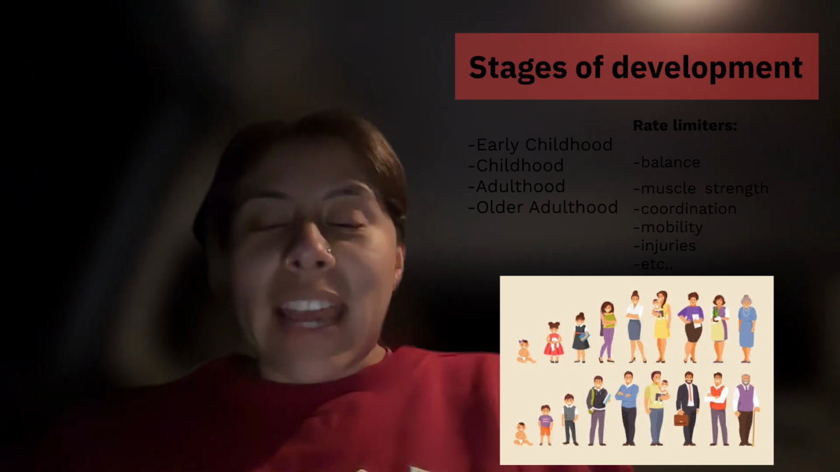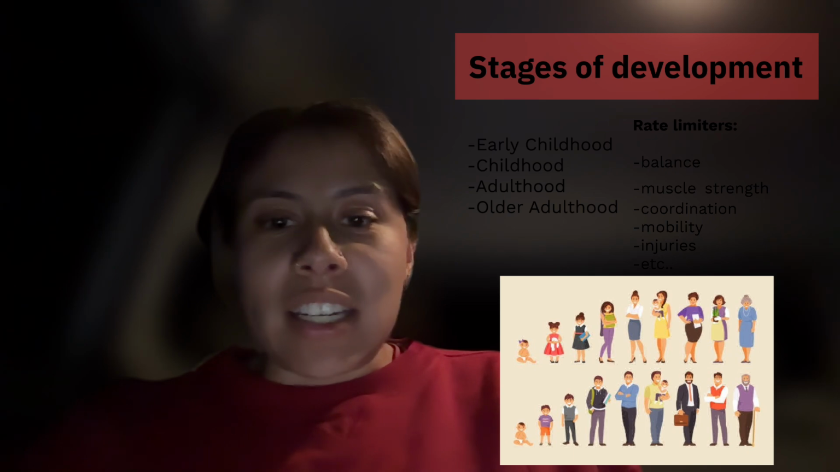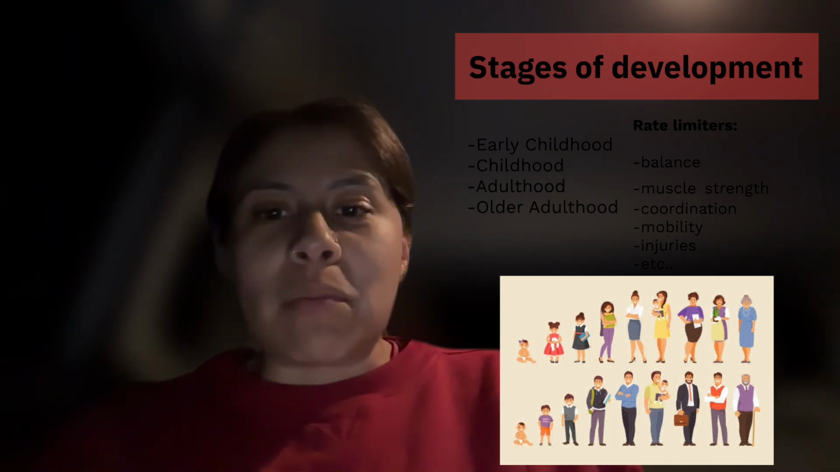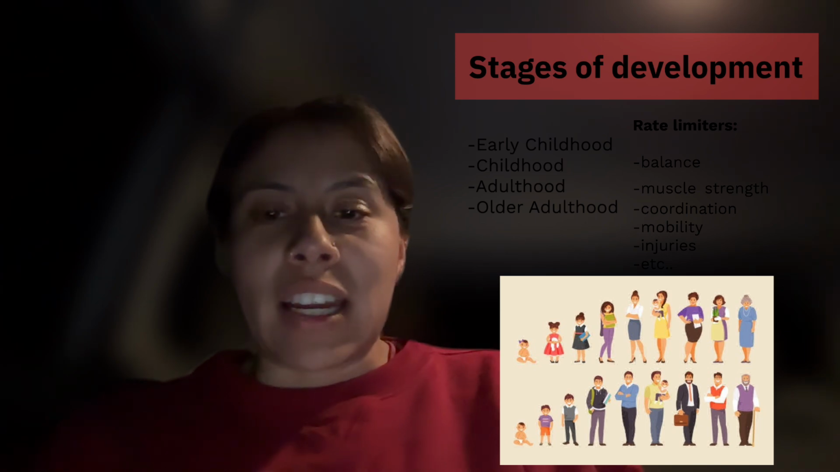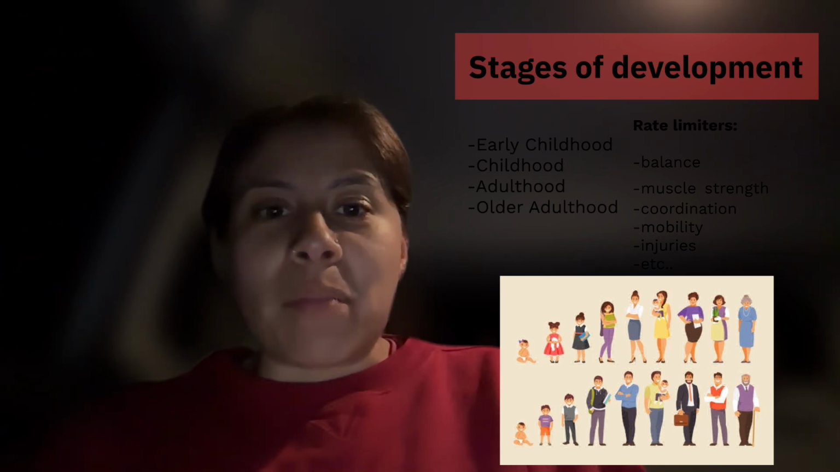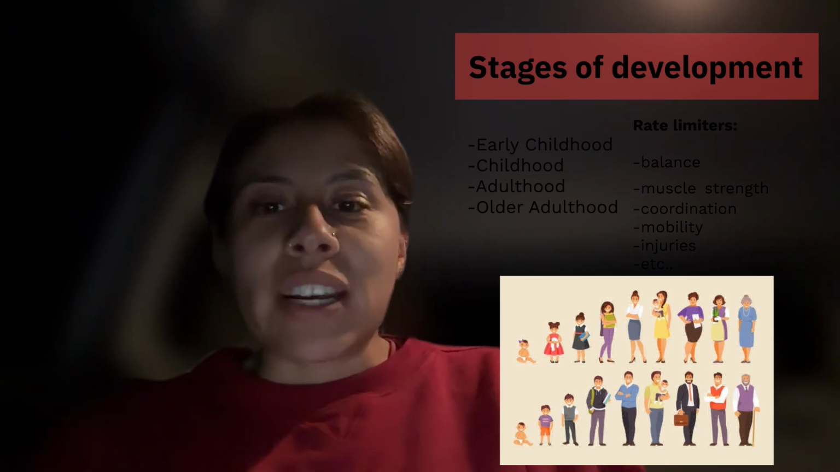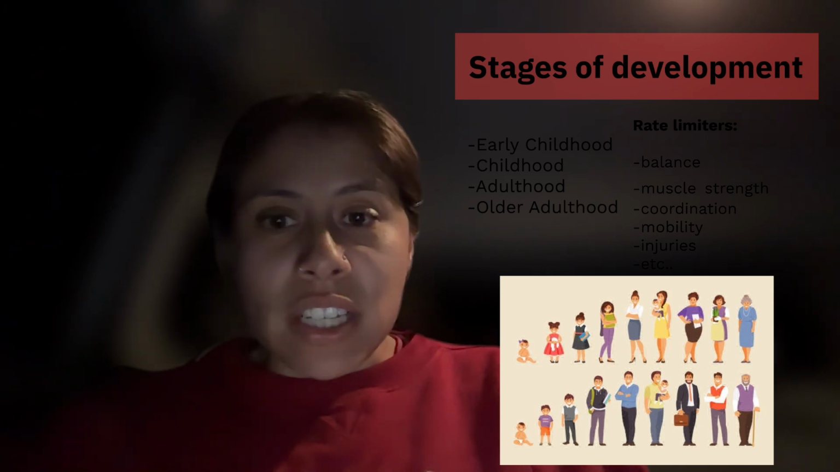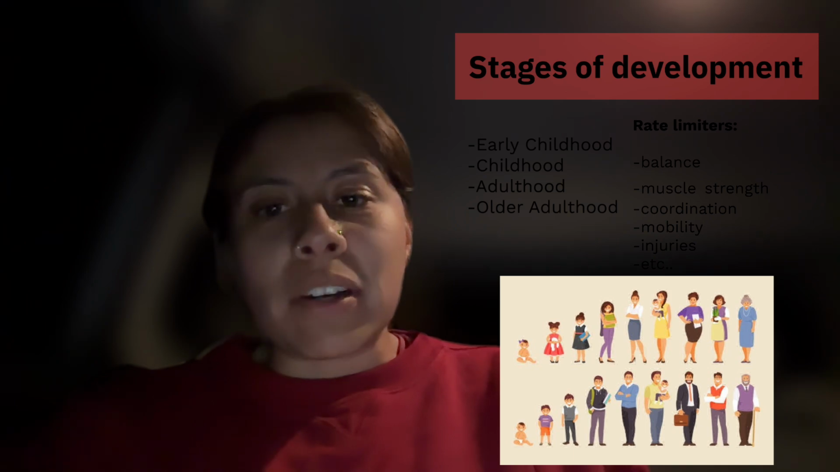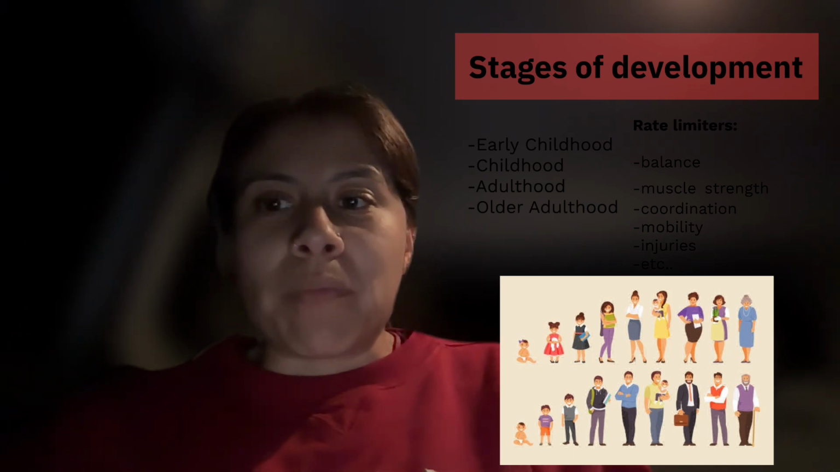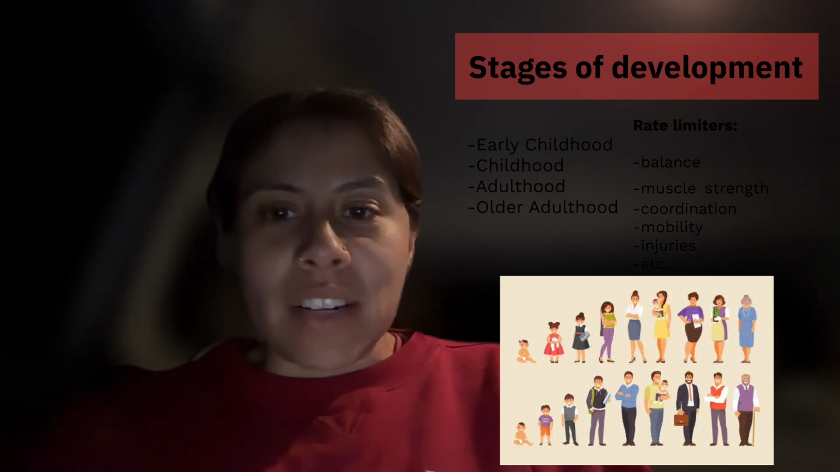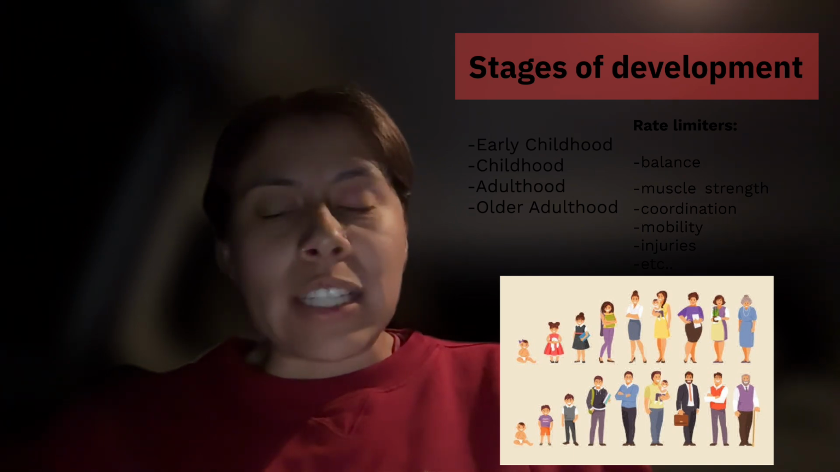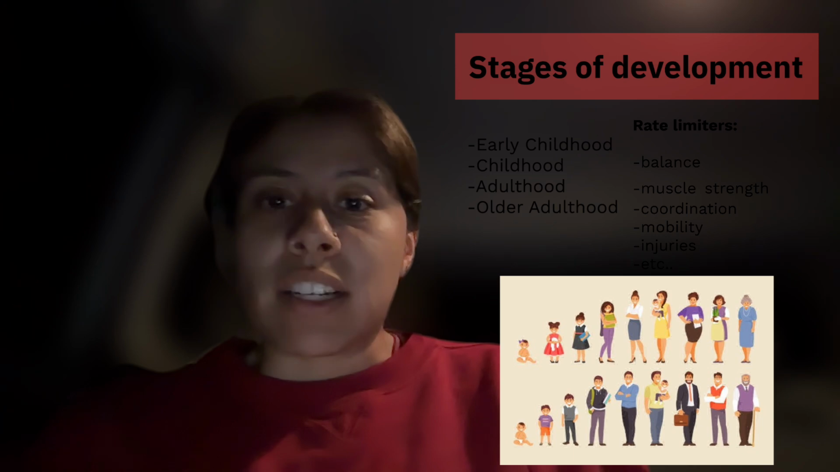Gait can be changed and can fluctuate depending on rate limiters. Some rate limiters that can affect gait include balance, muscle strength, coordination, mobility, any type of injuries. Age can be a rate limiter. Also, the environment that you're in, and any sort of neurological disorders or disabilities or even diseases can affect gait.